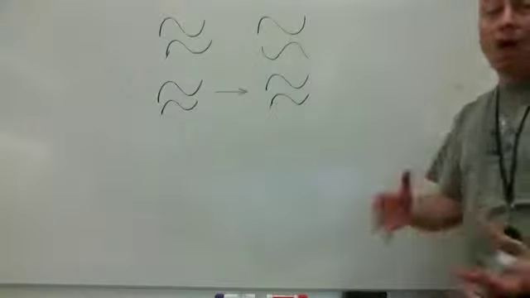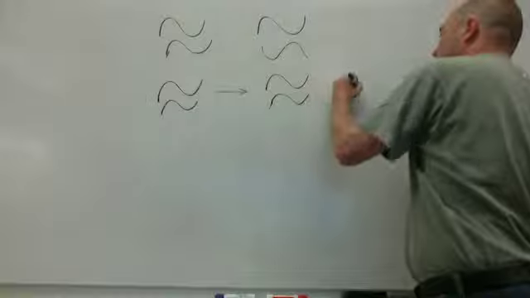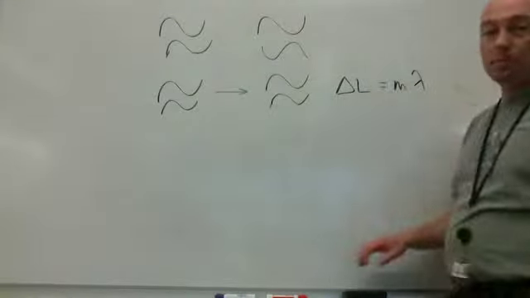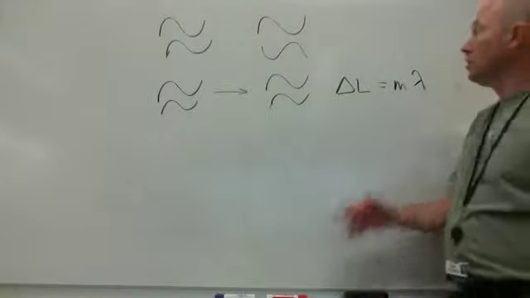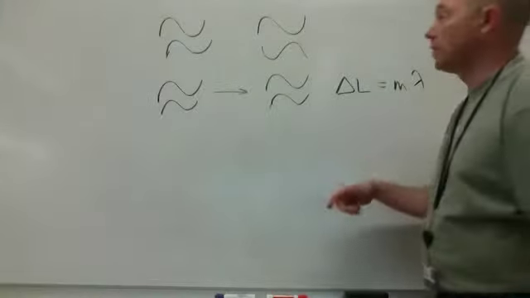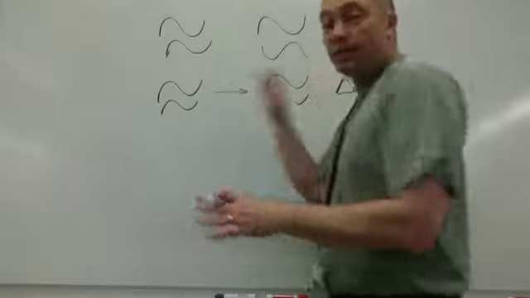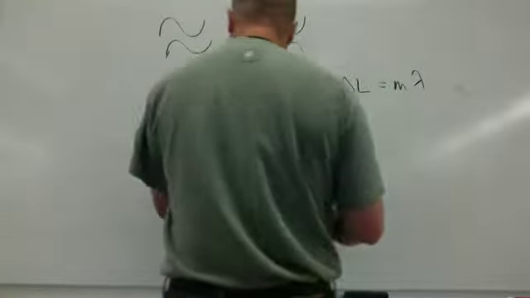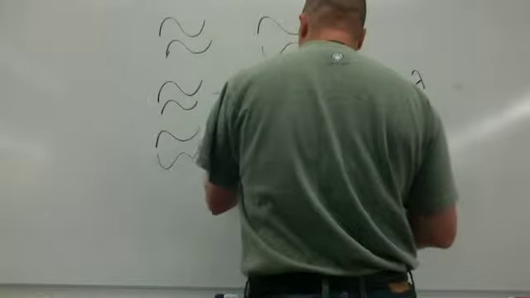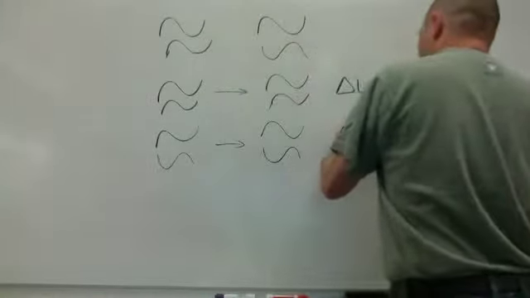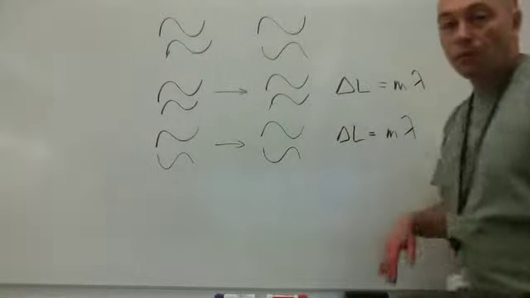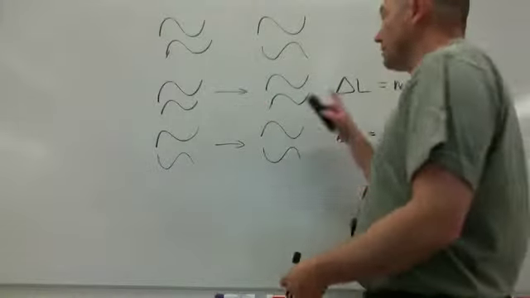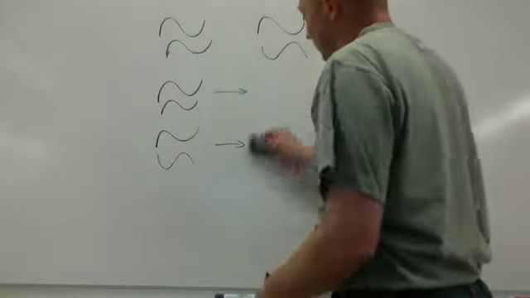that means the path difference, which most of the time we call delta L, is going to be equal to a multiple of a wavelength. So you have to be off by a multiple of a wavelength. Or if I was going out of phase to out of phase, same difference. My path difference has to be a multiple of a wavelength.